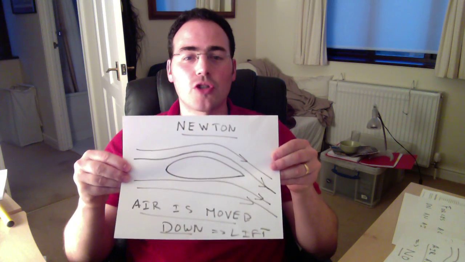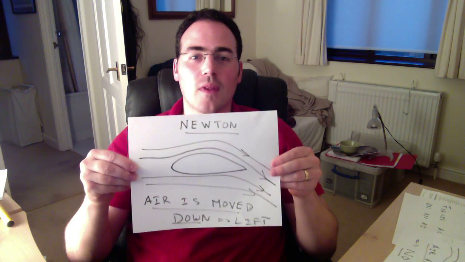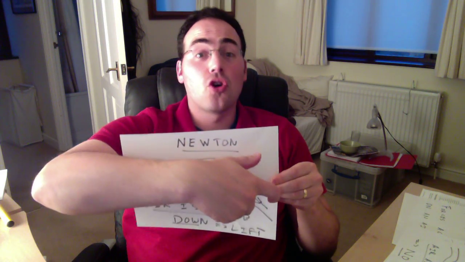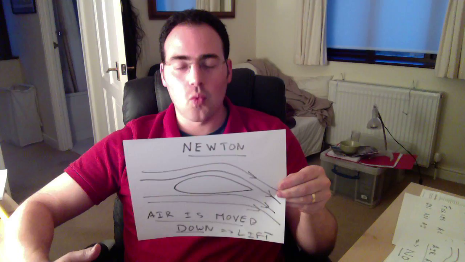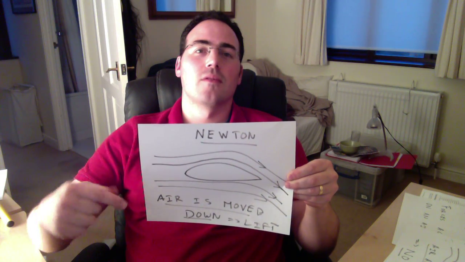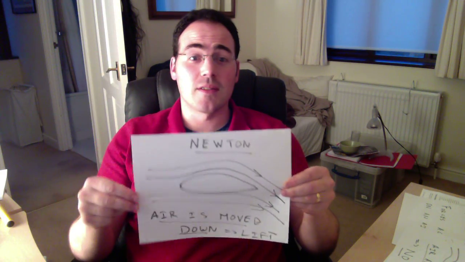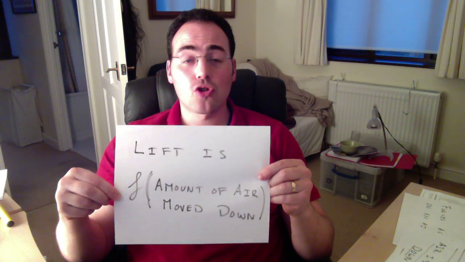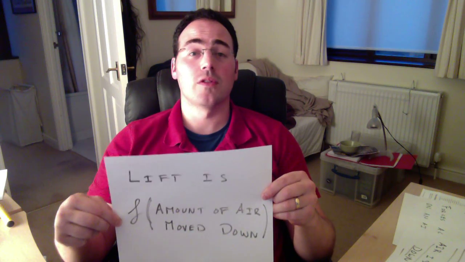Newton approach, air goes this way, it's moved downwards. The wing has got an effect on air. The wing puts a force on the air which goes downwards. The reaction, which is a force from the air to the wing, that's our lift, guys. So lift is actually proportional. F stands for proportional. Lift is proportional to the amount of air moved downwards.